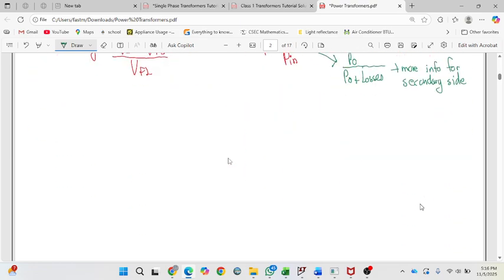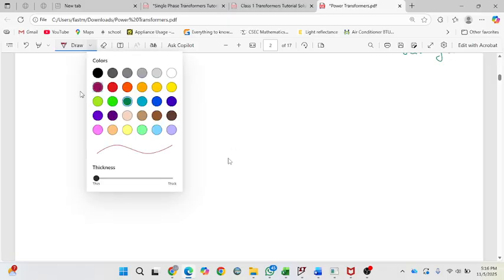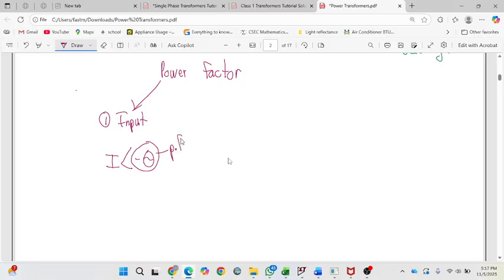Okay, and the last thing before we run through the tutorial questions is your power factor. So you have two ways in which you could get a power factor, right? The first is from the inputs. That's literally how most questions will be. And I'll show this already. So you have I angle minus theta. This here is your power factor.